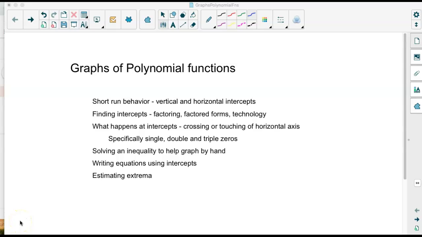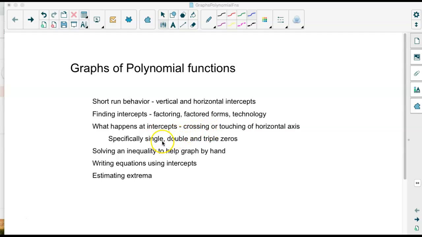Hello, and in this video we're going to look at graphs of polynomial functions. We're going to take a look at short run behavior, the intercepts, vertical and horizontal, x and y. We're going to look at how to find the horizontal intercepts by factoring, looking at its factored form, or using technology. We're going to see what happens at those horizontal intercepts, whether they're going to cross or touch.